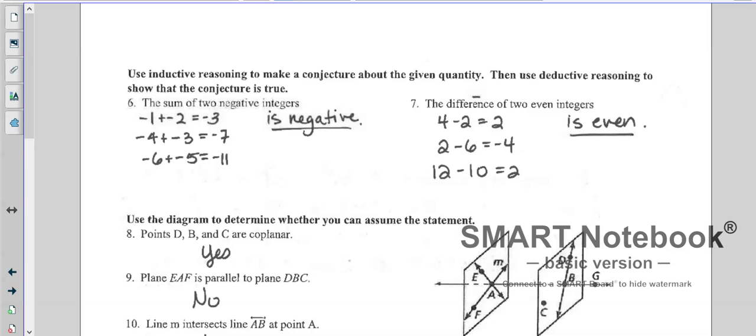All right, use inductive reasoning to make a conjecture about the given quantity, then use deductive reasoning to show it's true. Okay? So the sum of two negative numbers. So again, sum means plus, and they're both going to be negative. So all you do is test it a few times, and you look at that and go, oh, it's negative. The difference, which means subtraction, of two even numbers. Well, it's even. Happens to be the same case for odd numbers also, because every other number is odd, every other number is even. They are 2 apart.